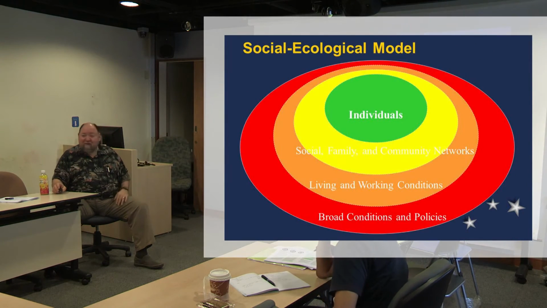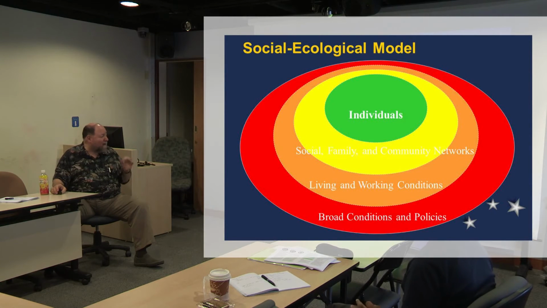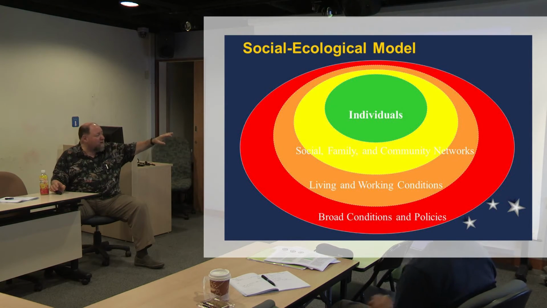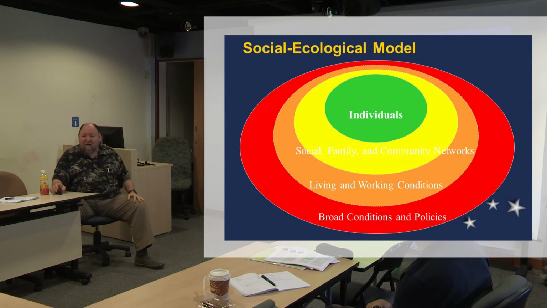So here's a pretty picture. I like the colors. You can see it's a hierarchy, and in many ways it models the different types of theories as well, moving from the individual level to social, family, and community networks. And then you look at the structural and environmental, both living and then broader conditions and policies within nations and even internationally.